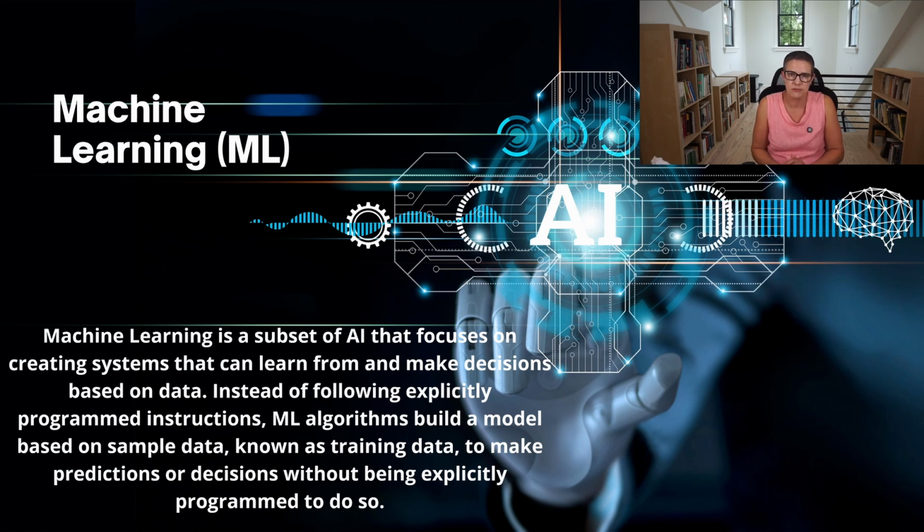There are key types of machine learning. There's supervised learning, where the algorithm learns from labeled training data. It's used for classification and regression tasks. An example in the humanities would be classifying texts by genre or author based on pre-categorized examples.